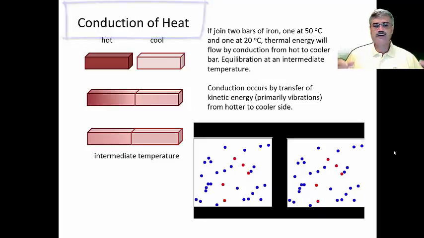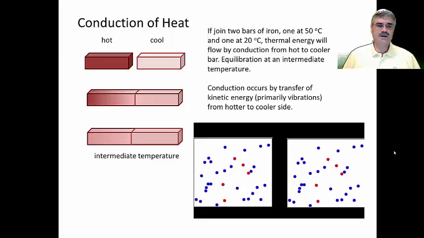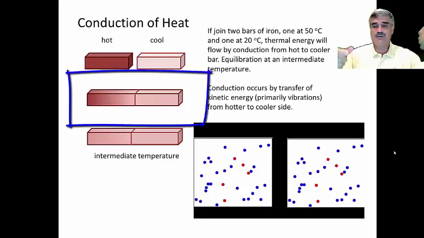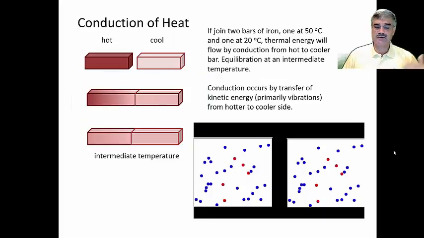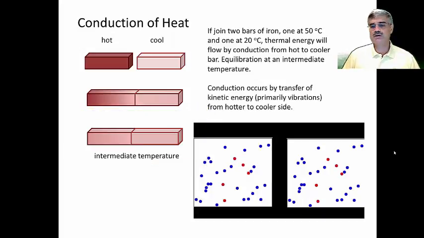Now, if you have two blocks of iron, let's say, one at 50 degrees and one at 20 degrees, one hot, one cool, as I've illustrated on the left, and if you bring them together so that they touch, you know what's going to happen. Thermal energy is going to flow from the hotter object to the cooler object until, after a period of time, the two objects will be at an intermediate temperature. That is, there will be thermal equilibration.